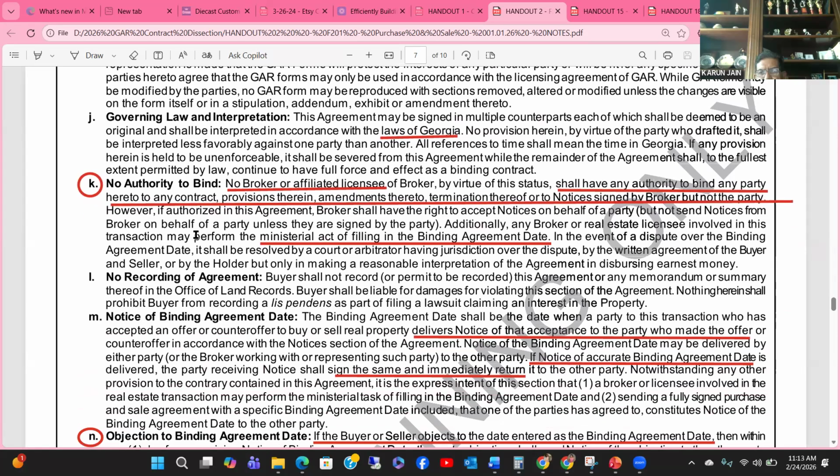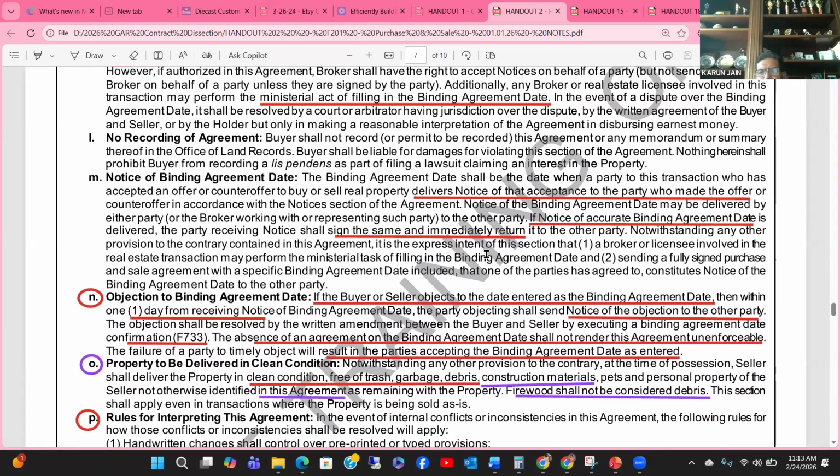No authority to bind, and this is what I keep going over, no broker or affiliated licensee shall have any authority to bind any party to a contract or amendment by their signature. Agent-to-agent communication, agent-to-agent signatures do not count for anything. Like if you fill out a form and send it and it's not signed, it's not part of the contract. You may only perform the ministerial act of filling in the binding agreement date.